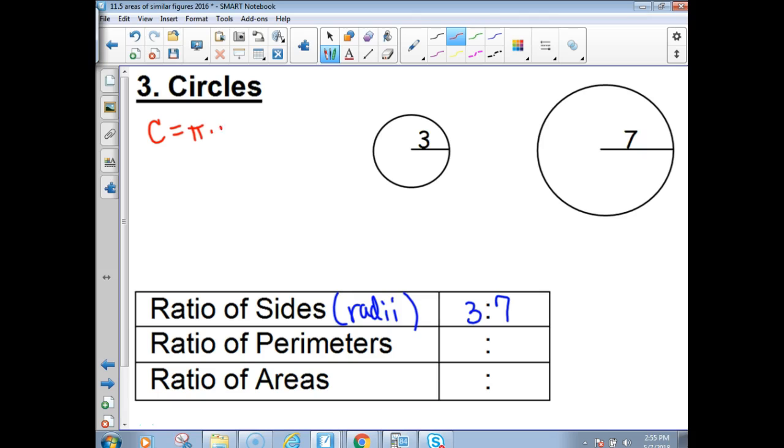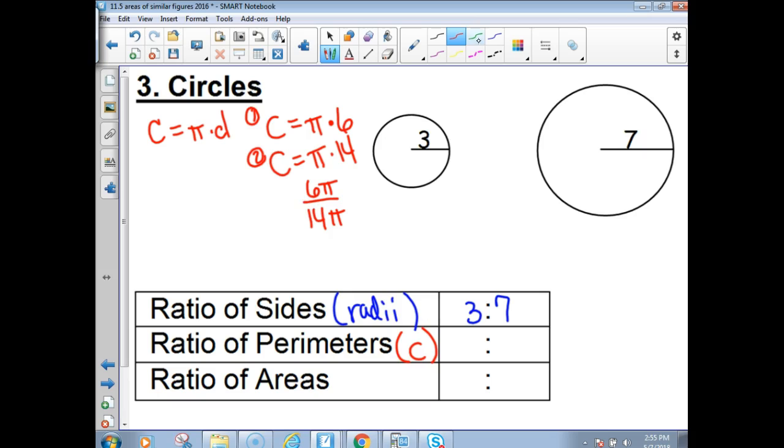Circumference is pi times the diameter. So the circumference of the first figure would be pi times what? Yeah, 6. The diameter would be 6. The circumference of the second figure would be pi times 14. All right, now the ratio of the perimeters, which is the circumference for a circle, is 6 pi to 14 pi.